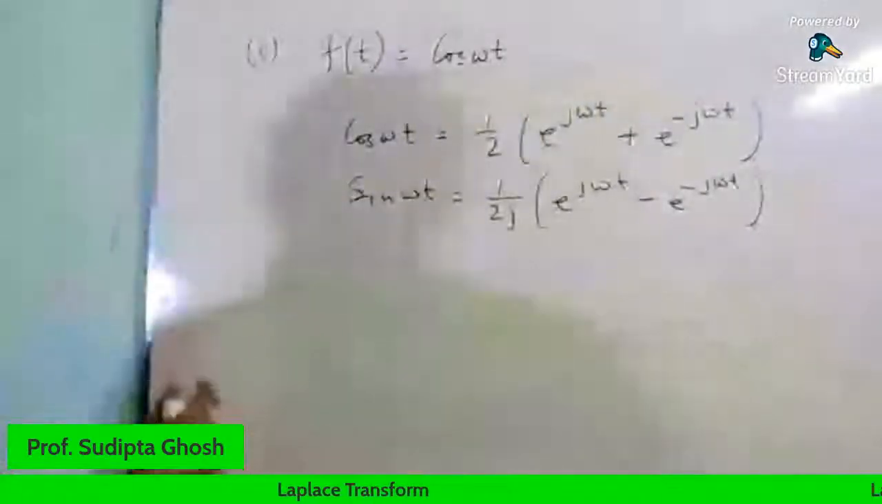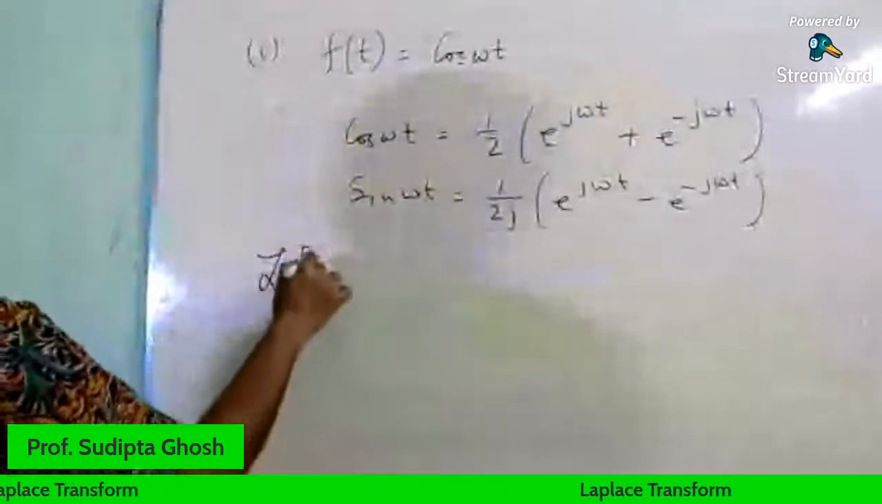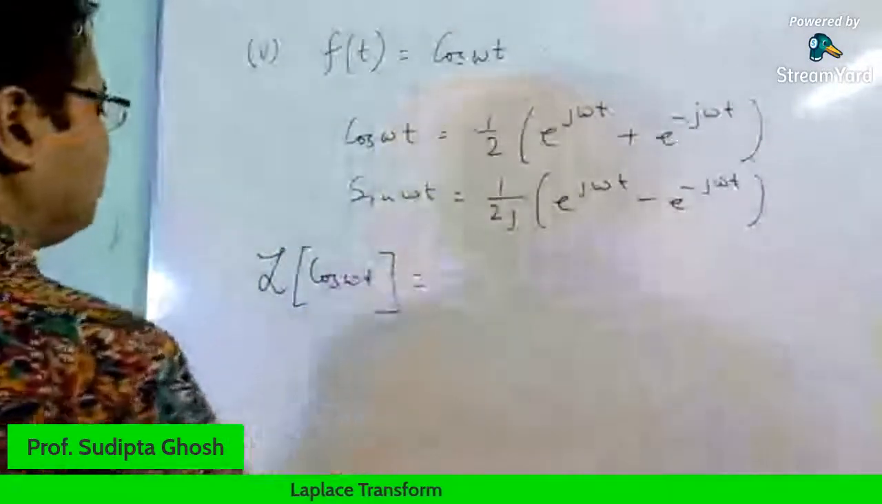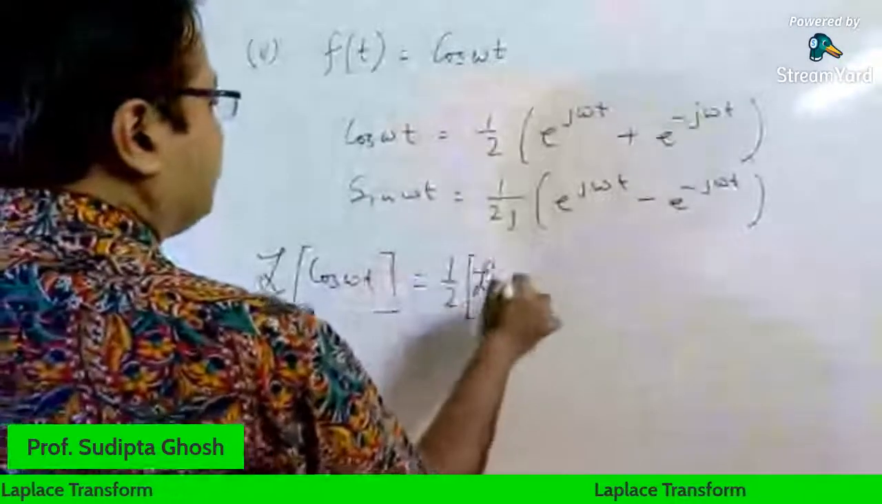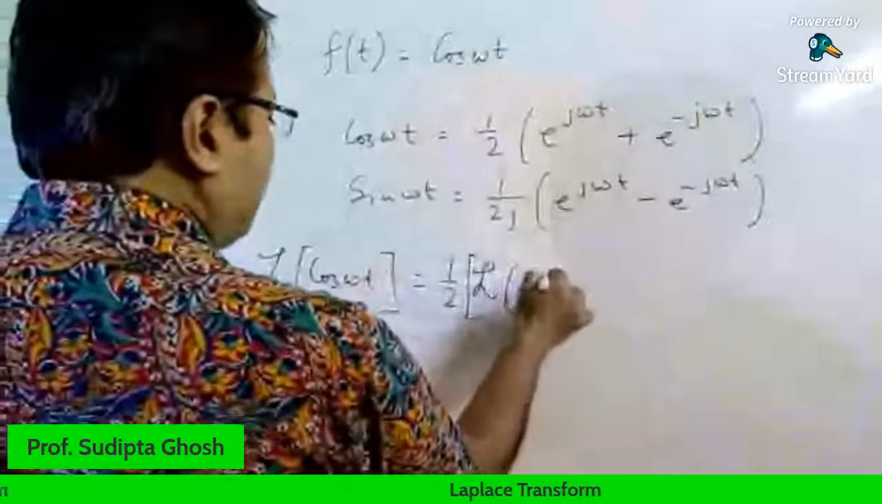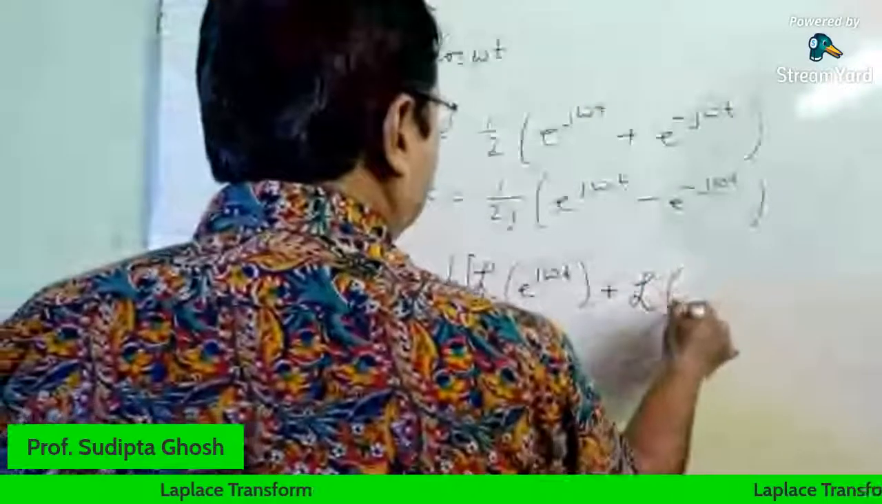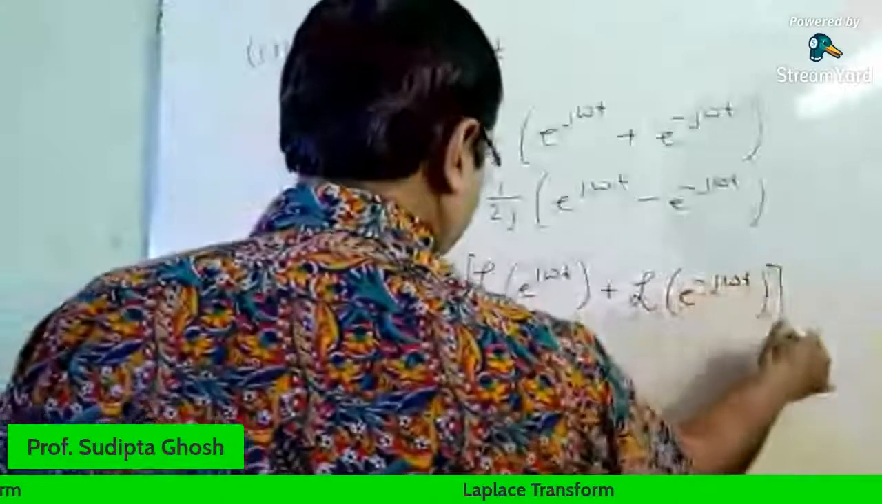Now let's move on to the Laplace transformation. Let's find the Laplace transformation of cos omega t. Here also you can write it as half of the Laplace transform of e to the power j omega t plus the Laplace transform of e to the power minus j omega t.